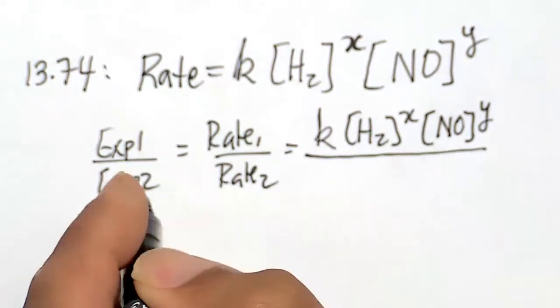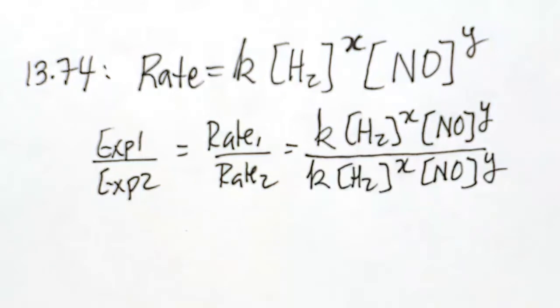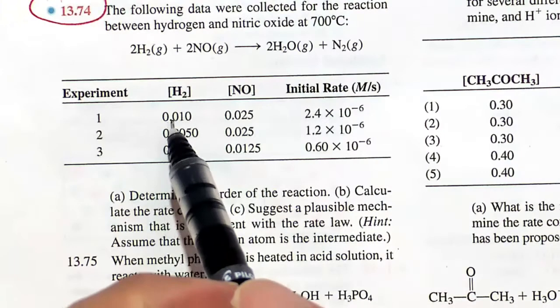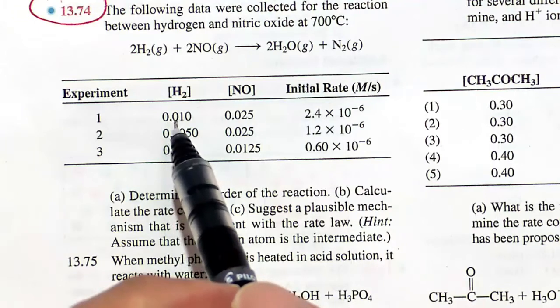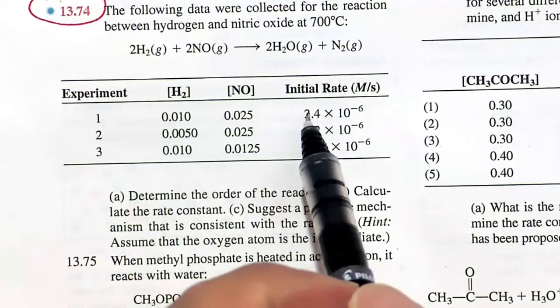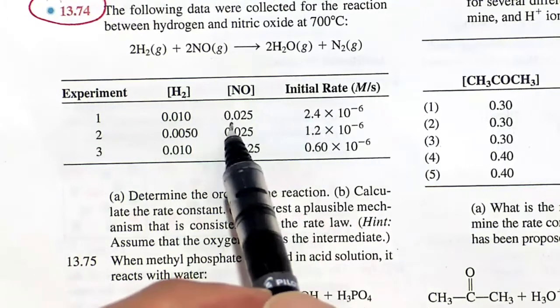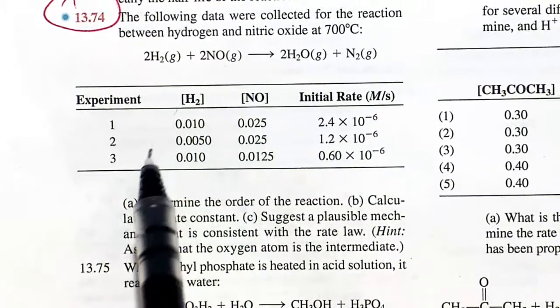Same thing with rate 2, experiment 2. Now let's plug in numbers that we get from our data table. H2 in experiment 1 is 0.010. Rate 1 for experiment 1 is 2.4 times 10 to the minus 6. And let's just start plugging those numbers in.